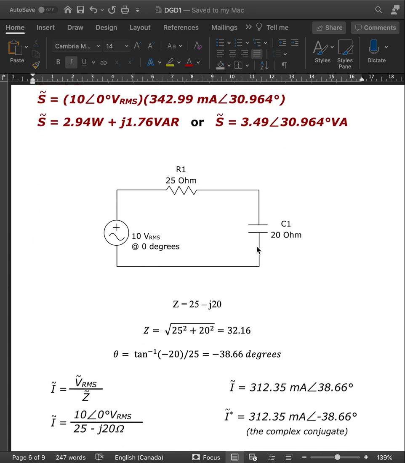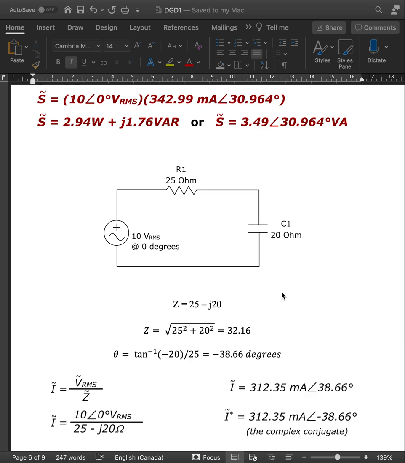All right, so a similar example, but now we have a capacitance here with the resistor. As I said earlier, we write the total impedance in a similar way. However, it's just going to be a little different right now. So we have 25 minus j20 at this point.